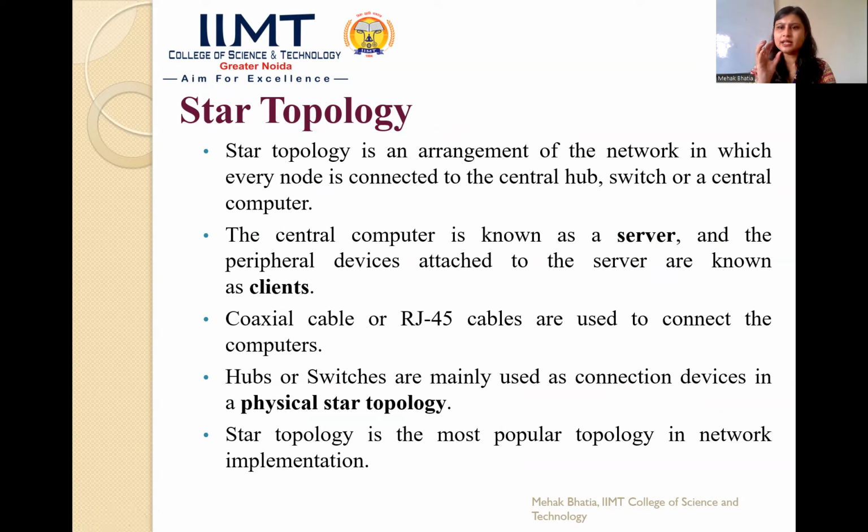So there is one central device, one centralized node, with which all the other nodes are connected. The central computer here is known as a server, and the peripheral devices attached to the server are known as the clients. Coaxial cable or RJ45 cables are used to connect the computers. Hubs or switches are mainly used as connection devices in the physical star topology.